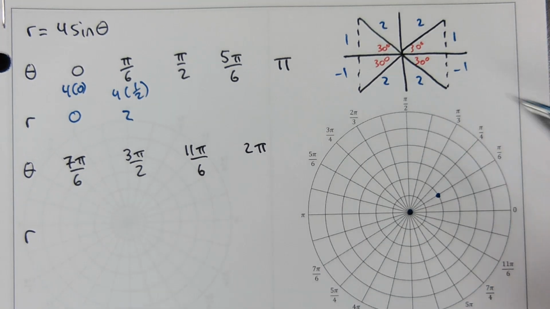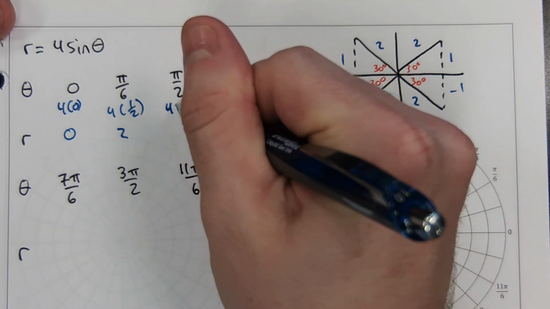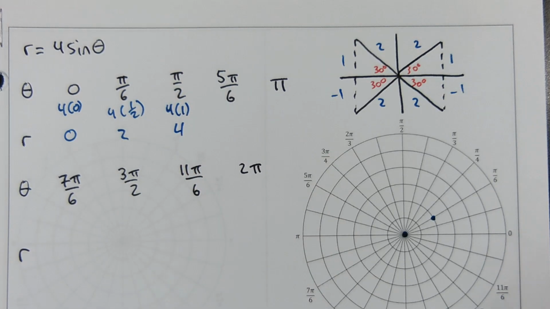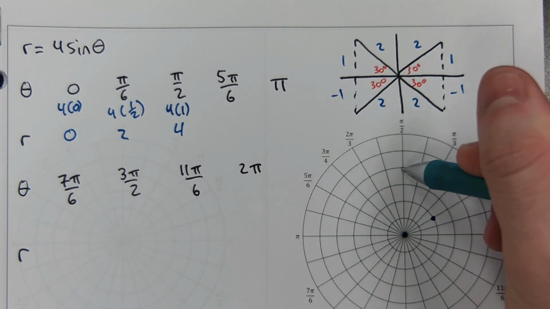Great. Pi over 2. Sine at pi over 2, well here y and r are equal to each other, so it's 1. That gives me 4 times 1. The r theta is 4 comma pi over 2. So on the pi over 2 vertical axis, go up 1, 2, 3, 4 rings right there.